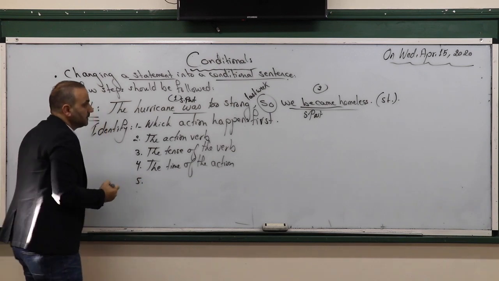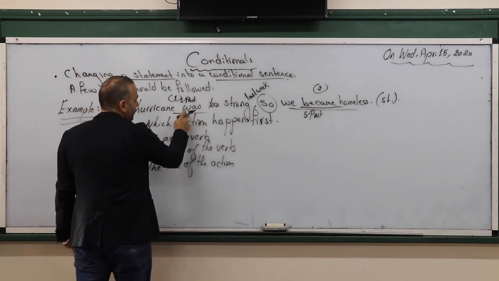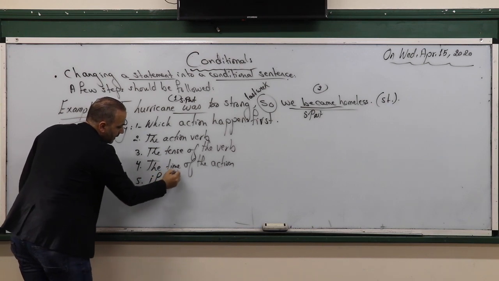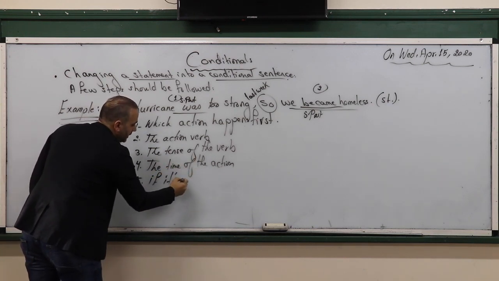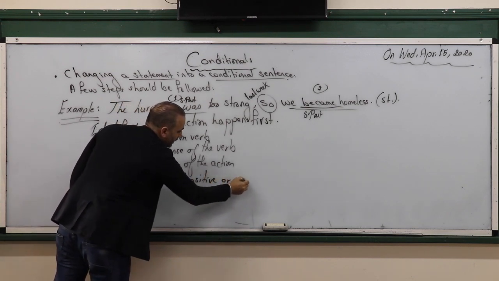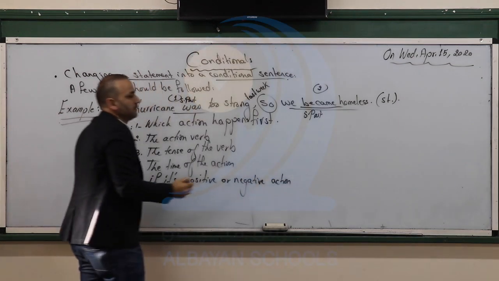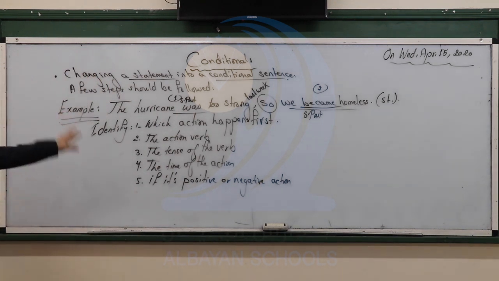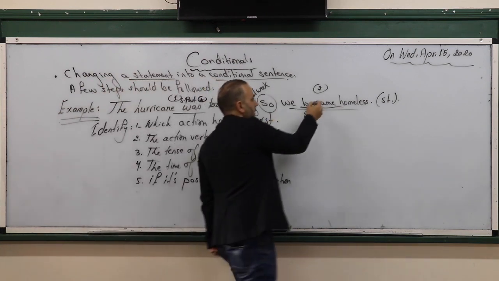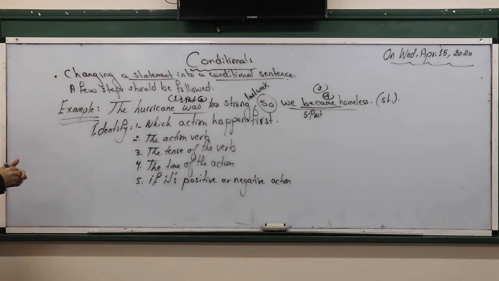The fifth one: here we are talking about something positive or negative. Was, became. So identify if each action is positive or negative, a negative verb or whatever. Clear? So these are the steps to be done. Simple past, positive. Simple past, positive.